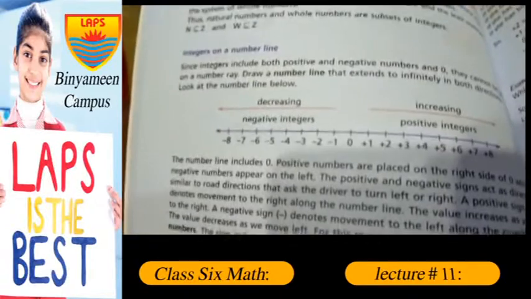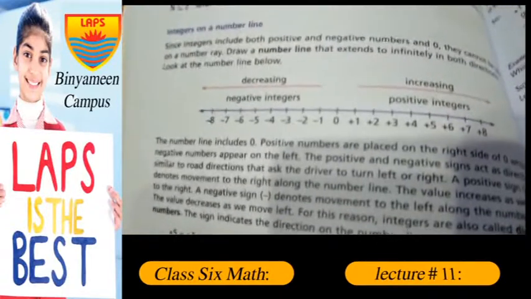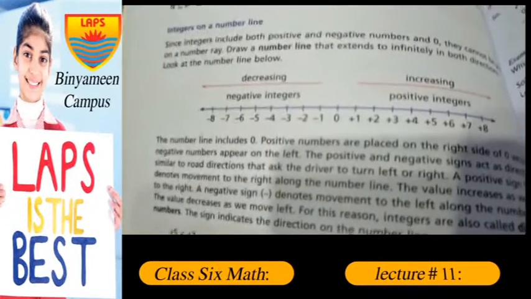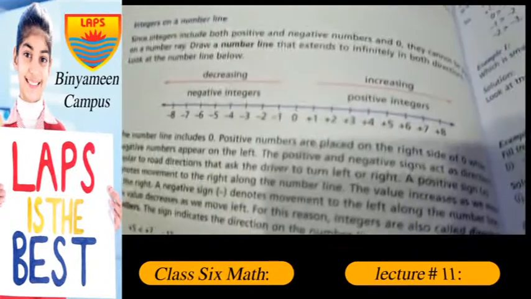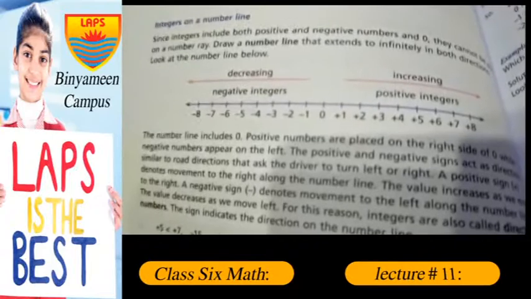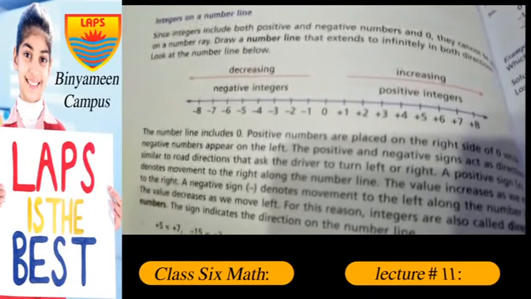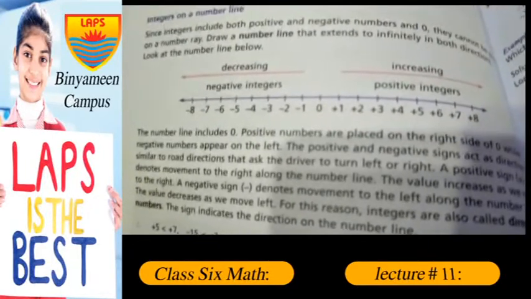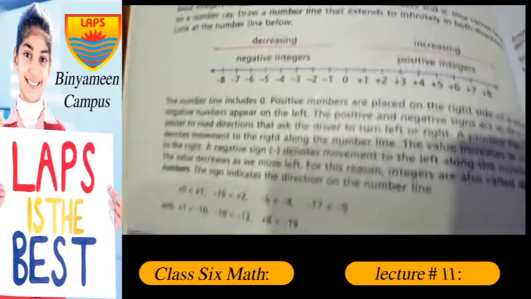Integers on the number line. First you write 0 in the center of the line. Then on the right side you write the positive numbers: plus 1, plus 2, plus 3 and so on. Then on the left side you write the negative numbers, with the minus sign: minus 1, minus 2, minus 3 and so on.